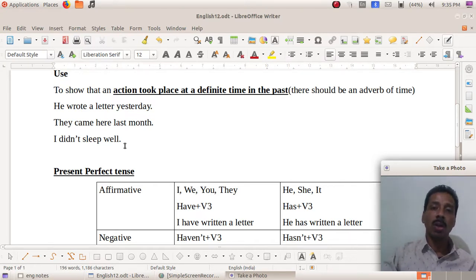So in a conversation, if somebody tells you that I didn't sleep well, we are thinking of the previous night. As it is always understood from that context, the time is not mentioned. Otherwise, we should mention the time. Okay, that's the difference between simple past tense and present perfect tense. So only one main use of simple past tense: to show a completed action while the time is definite or the time is known.